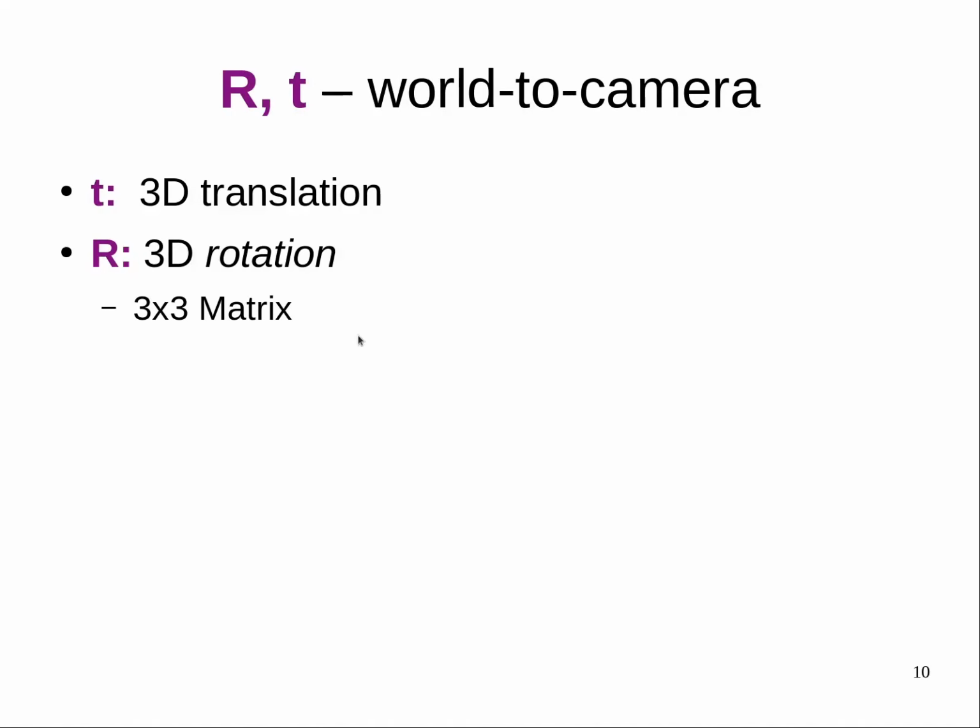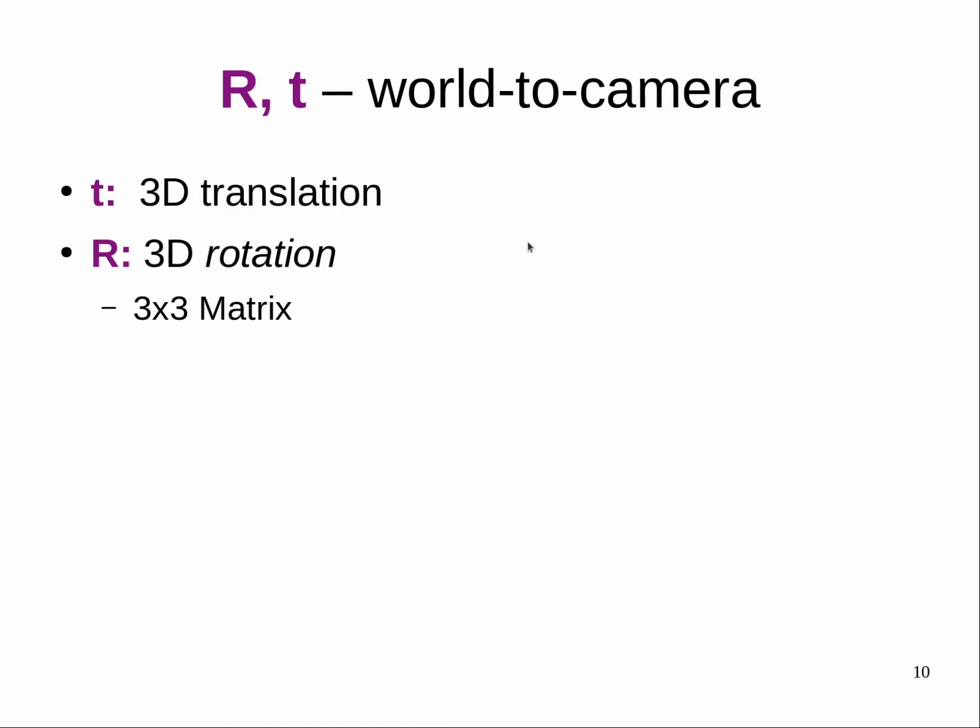Here it goes again. We have T, the translation, and R, the rotation. And typically the direction this is describing is world to camera. So against intuition, the camera is always at the origin and the world moves around the camera. This will be easier later on.